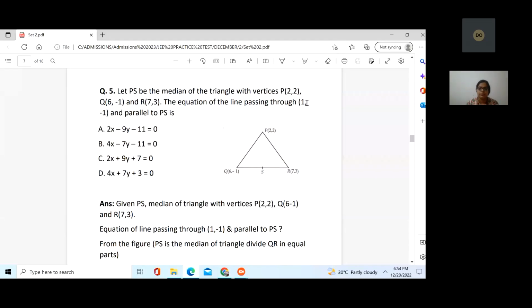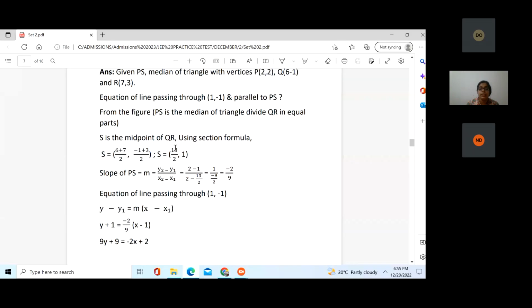Now, we have just covered the initial part. We know what S is. I need to find the equation of the line passing through (1, -1) and parallel to PS. They have given me the point. So how many of you know how to find the slope? So we want to find the slope of PS, then we'll be able to find the equation of the line passing through the point (1, -1). So how will we find this out?